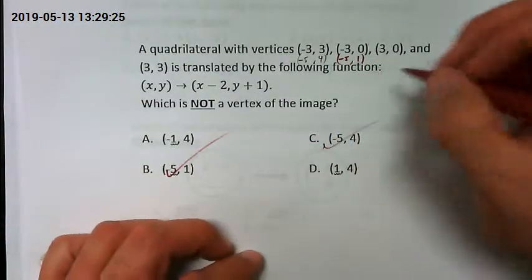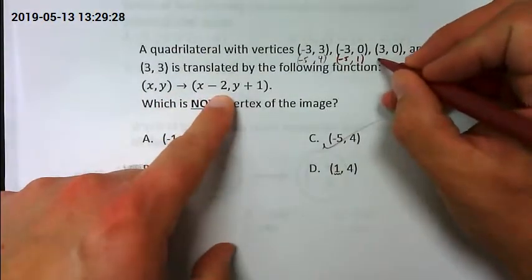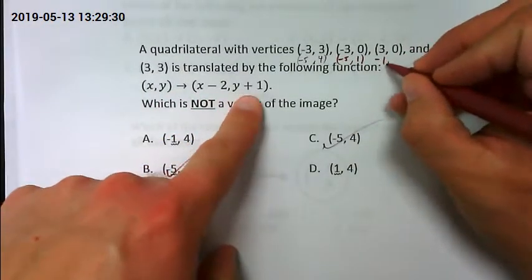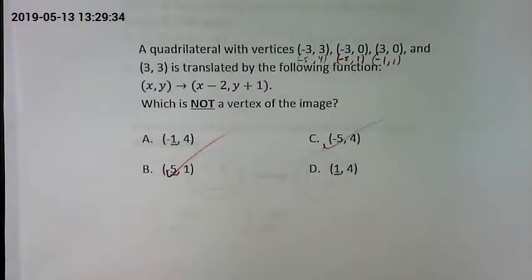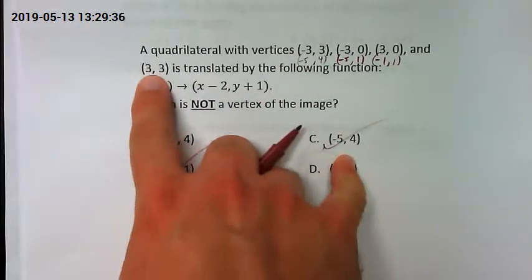3, 0. Subtract 2, you get negative 1. Add 1, you get 1. Is that down there? No. So that's the one that they probably did wrong. So now we have one last point.